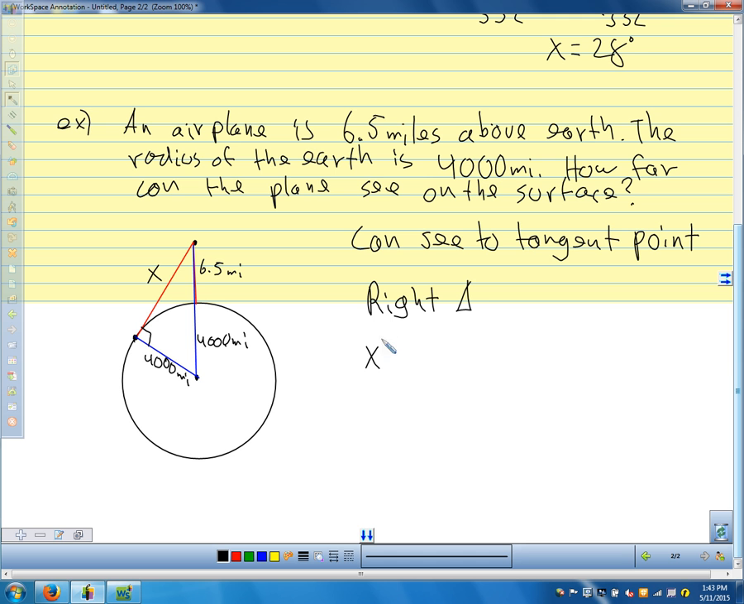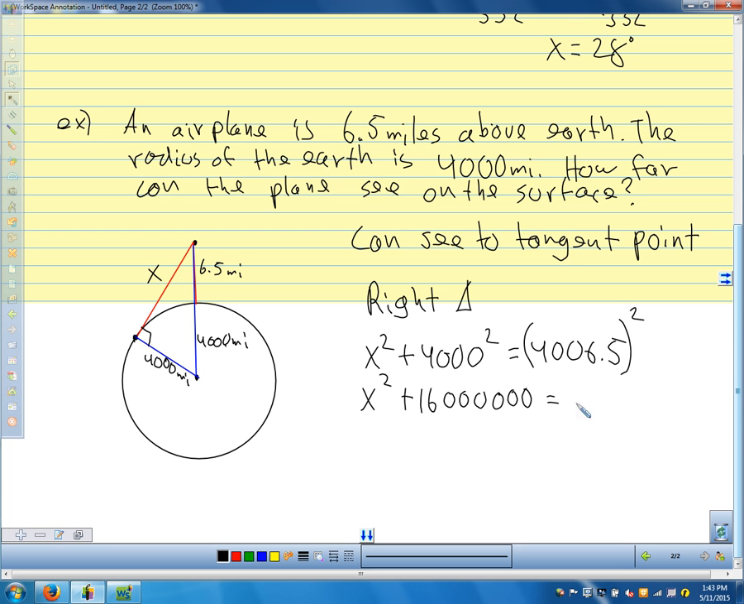So we can say x squared plus 4,000 squared equals 4,006.5 squared. So we got some big numbers here. X squared plus, this is 16 million, equals, and this is 16,052,042.25.